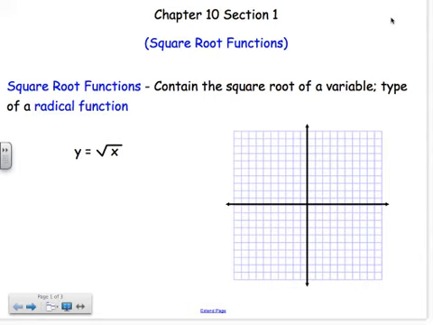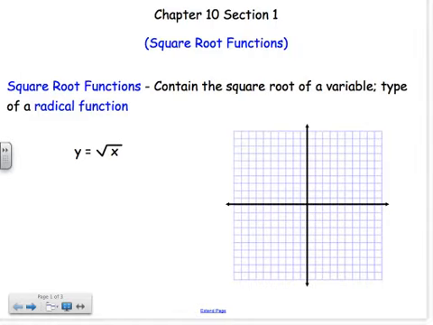All right, it's time to get radical looking at some square root functions. Okay, so obviously a square root function contains the square root of our variable, right? We had quadratics where we took our variable squared. We had exponential where we actually had the variable as an exponent. Okay, so now we're going to look at our variable in a square root and see what happens.